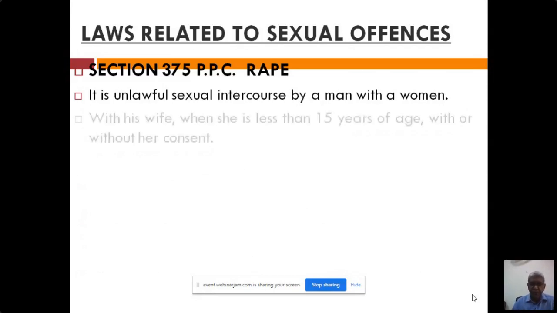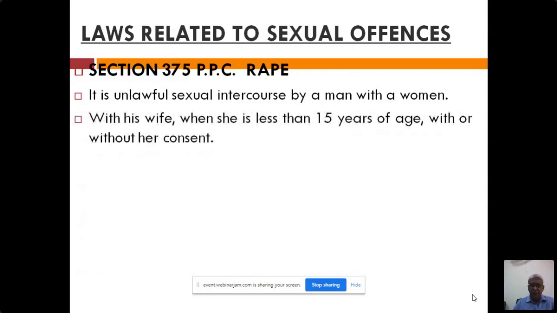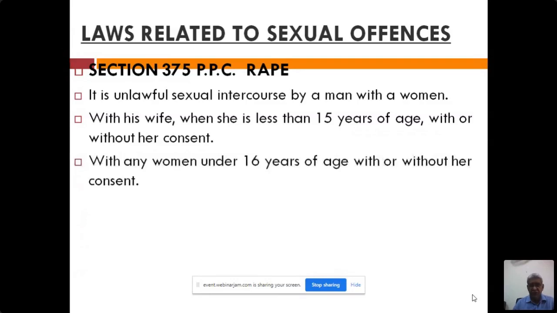This woman may be a female who is the wife of that person, but the age of that female is less than 15 years, irrespective of whether this intercourse is being done with or without the consent of the wife. This is said to be rape because this is punishable, or this was punishable. Another form in which the sexual offense is being done is with a woman when the age of that woman is under 16 years, and irrespective of whether it is being done with or without the consent of that woman.